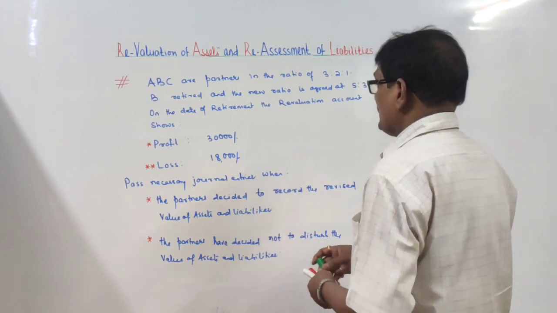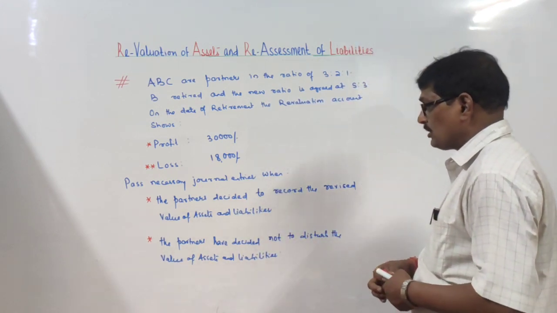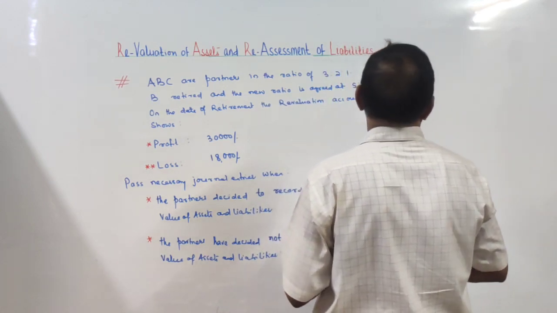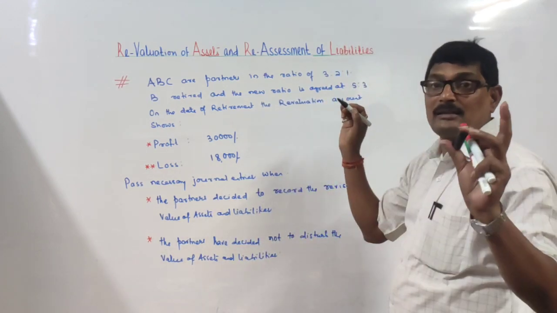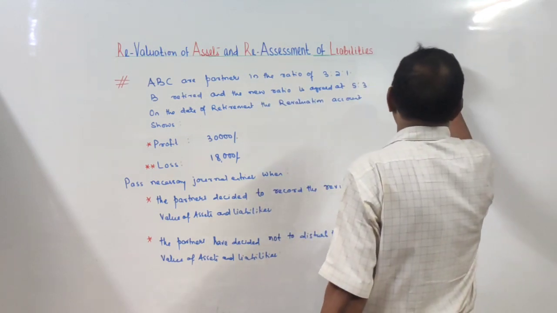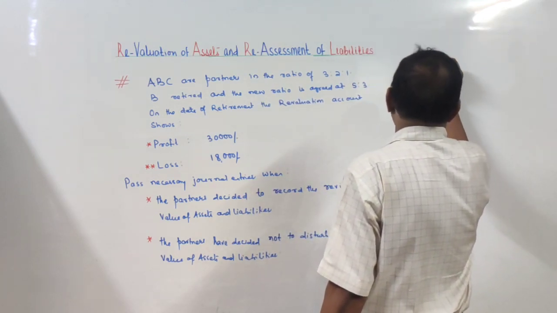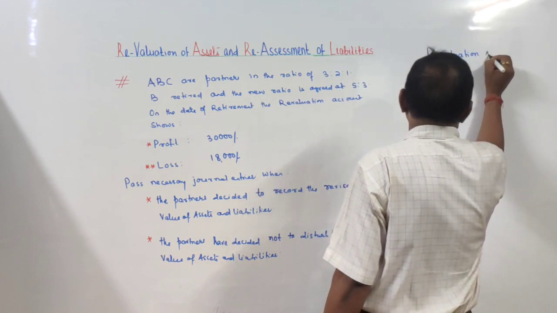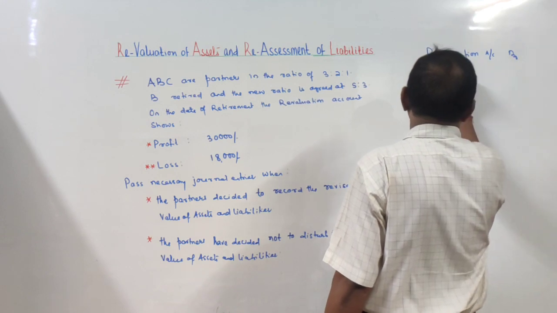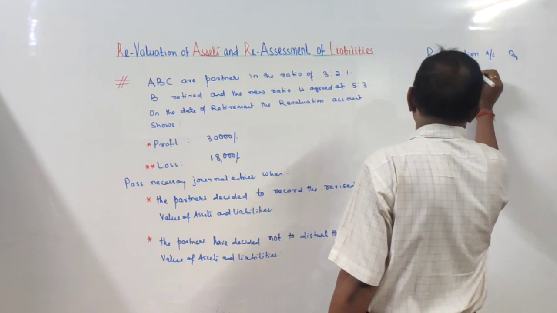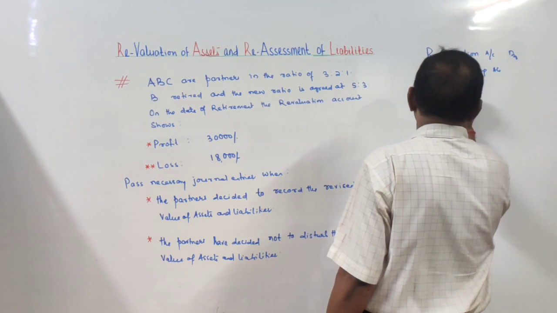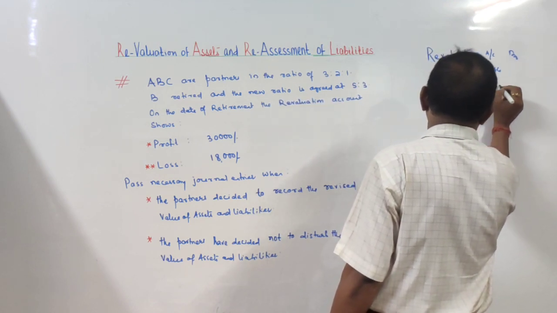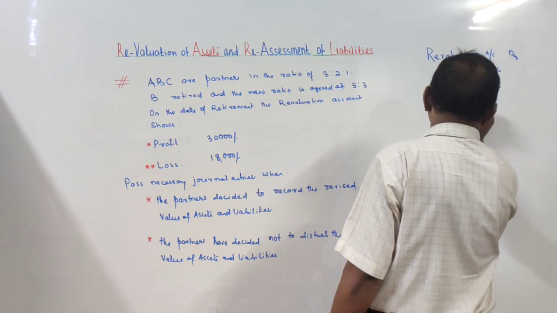In case of profit, suppose that the partners have decided to record the revised value. In that case, what we will do? The profit will be distributed among old partners in the old ratio. And at that time, the entry will be revaluation account debited to old partner. That is A's capital account, B's capital account, and to C's capital account.